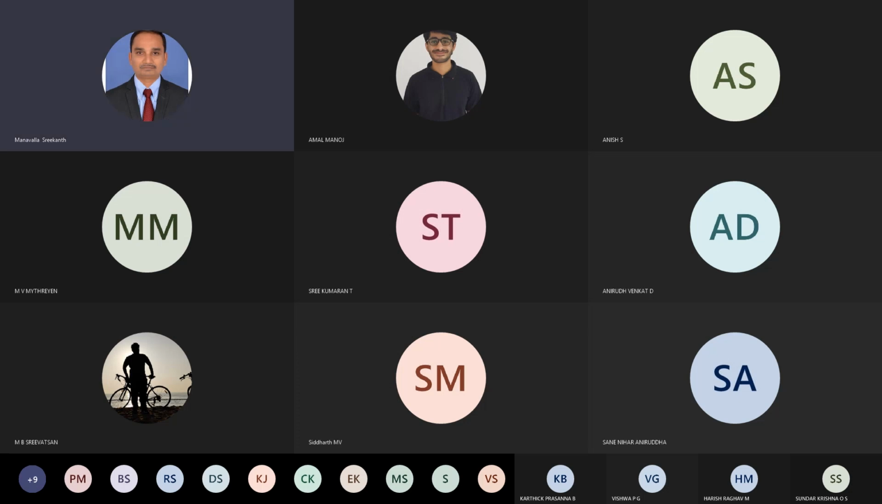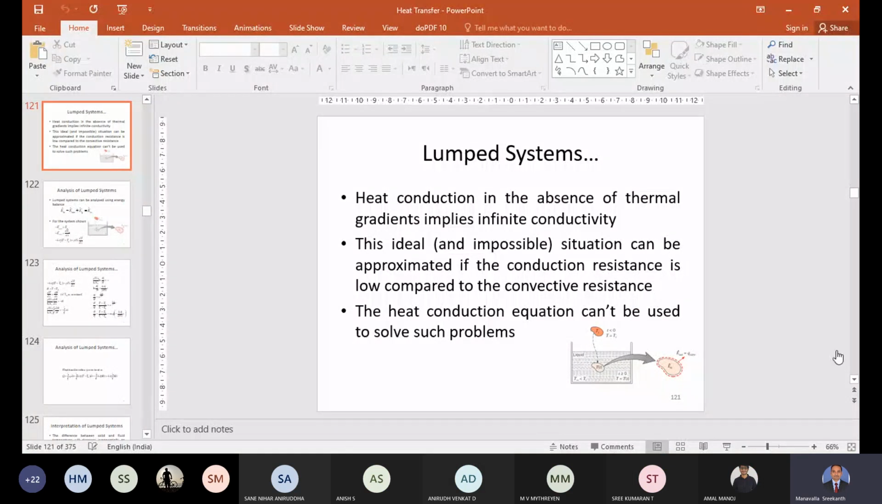So this is what we have seen in the previous class. In the lump system, heat conduction in the absence of thermal gradients implies infinite conductivity, and because the thermal gradients are absent, we cannot use the conduction equation. We have derived the conduction equation in the Cartesian, cylindrical and spherical coordinates. That equation cannot be used, because in it there is a term dT/dr or dT/dx or dT/dz, and that term becomes zero. That means in the conduction equation, the entire left hand side will become zero, which makes it useless.